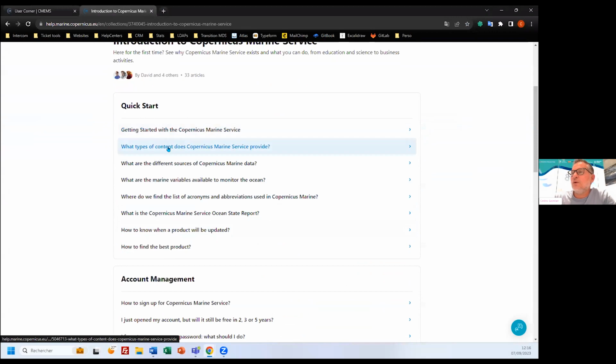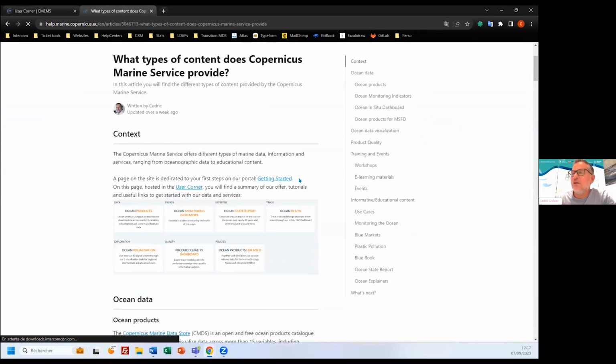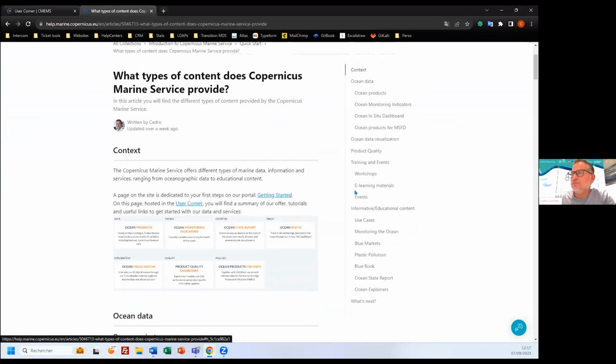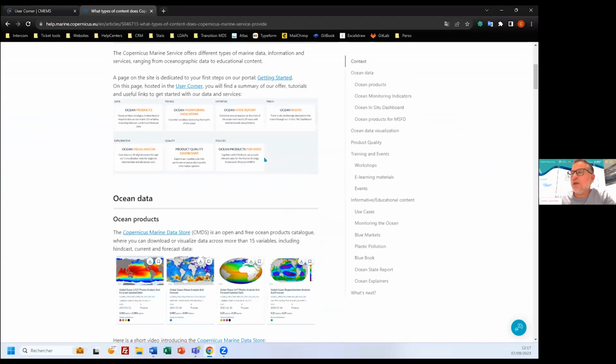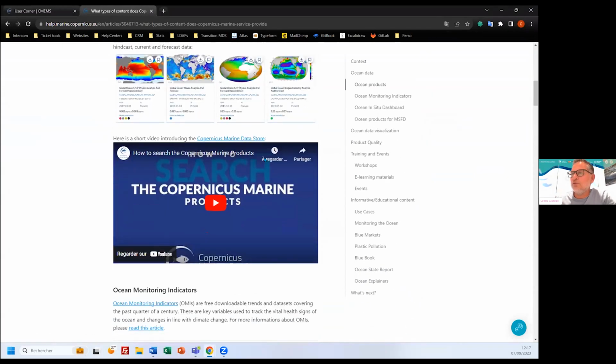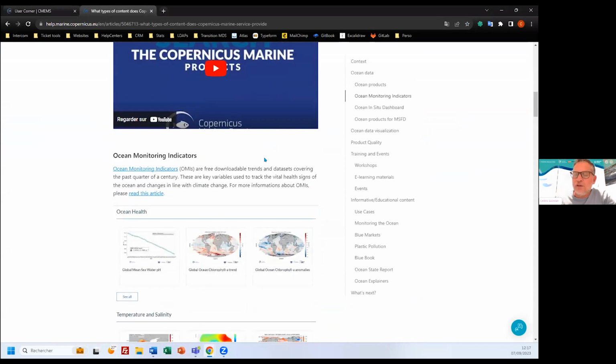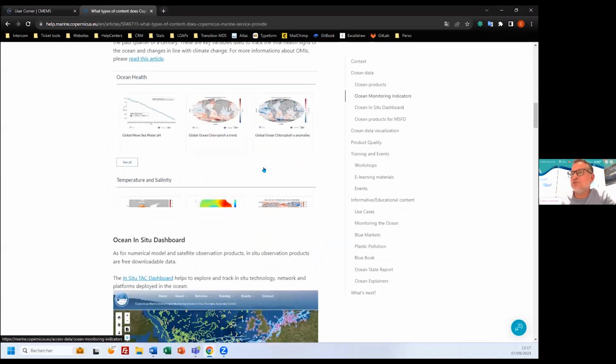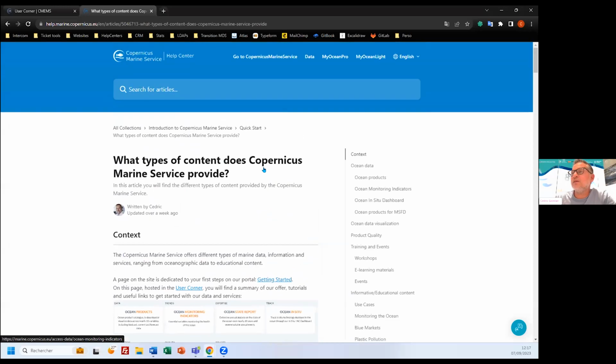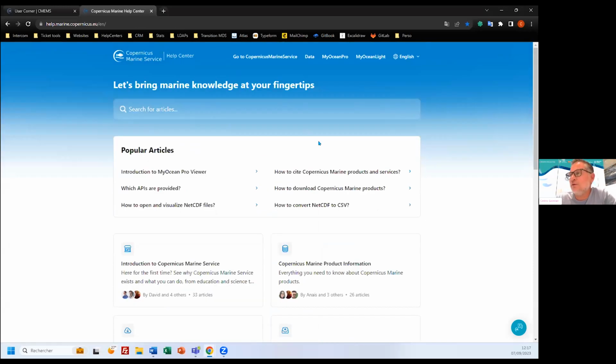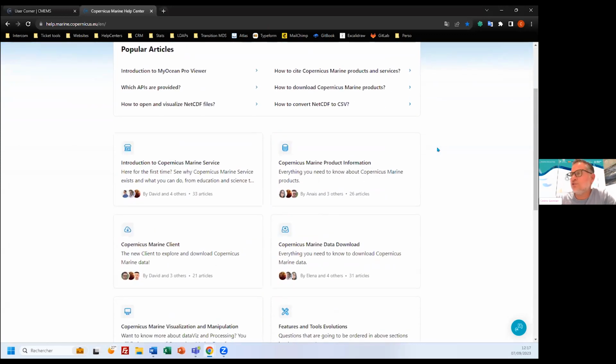And getting started, what type of content does Copernicus Marine Service provide, etc. So I click on the title and I reach the article with the theme table, and you can browse, and you will find videos, links, pictures, etc. So everything is in the epicenter, and it is really an important section and really useful. So do not hesitate to check it.